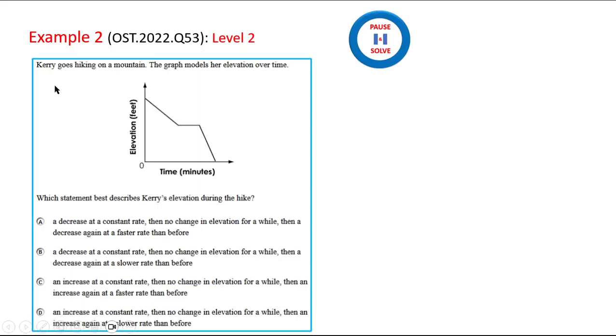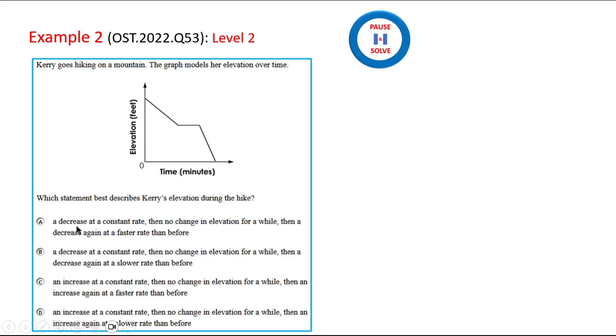Example number 2. Carrie goes hiking on a mountain. The graph models her elevation over time. So at this point of time, she was at this point in terms of elevation, and obviously when you look at it, she's going down. So which statement best describes Carrie's elevation during the hike? So you look at the options they're giving us here. Let's look at one at a time.